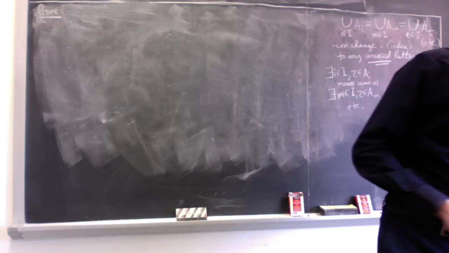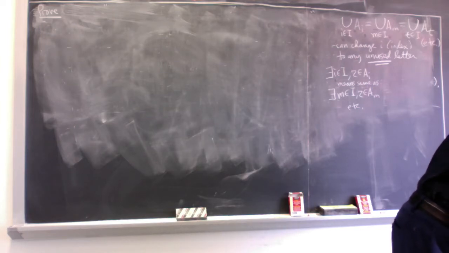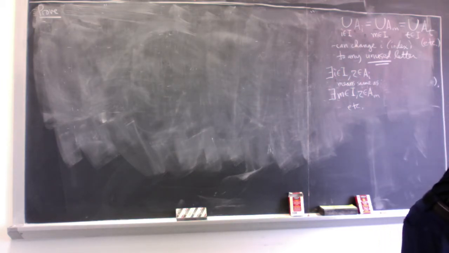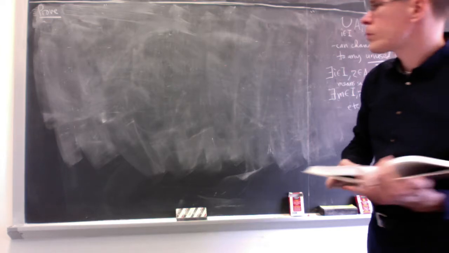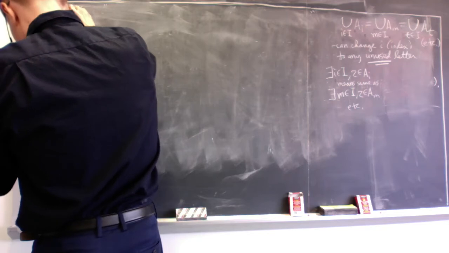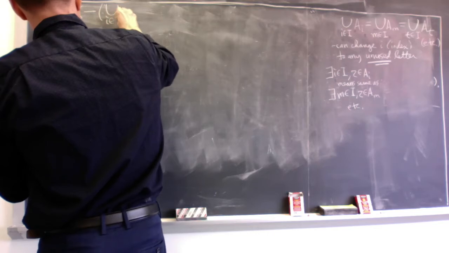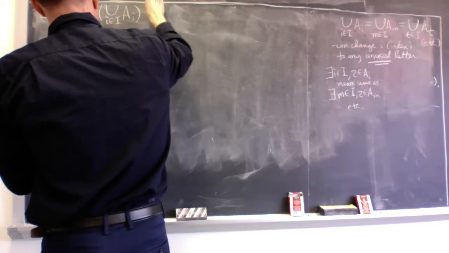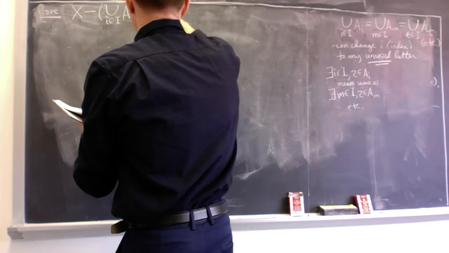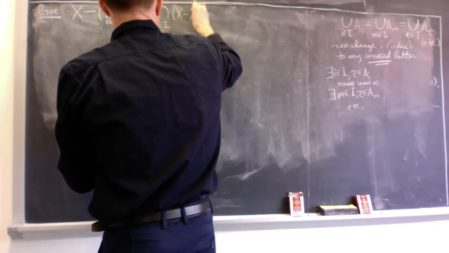Okay, so now I want to do, which part is the next one? The DeMorgan Law, part B, I think. Make sure I do the right one. Yeah, so we're going to now prove this thing about X minus a union of a bunch of stuff is equal actually to the intersection of X minus A sub I.